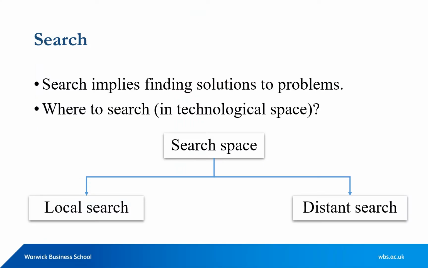First of all, let us understand the concept of technology search. Search implies finding solutions to problems. One defining dimension is search space. Where does a firm search for solutions in relation to its own position? Should it search for solutions in technology space near its position, within its technologies and in the closely related technological domains? Or it should search for solutions in distant technologies which are new to the firm?